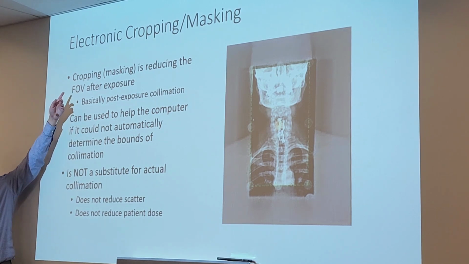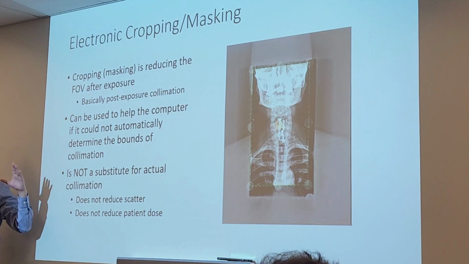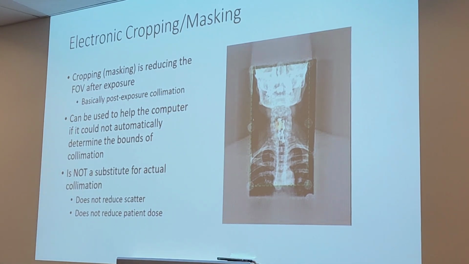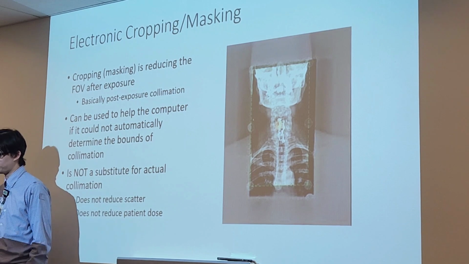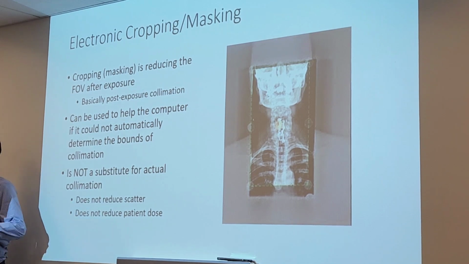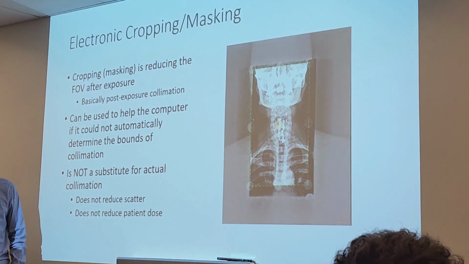This is reducing the field of view, right? Reducing the amount of anatomy you can see. But because it's post-processing, this happens after the exposure. So some people call this post-exposure collimation. It's like you're collimating, but after the X-rays, not before the X-rays. What's the problem with collimating after the X-rays rather than before?